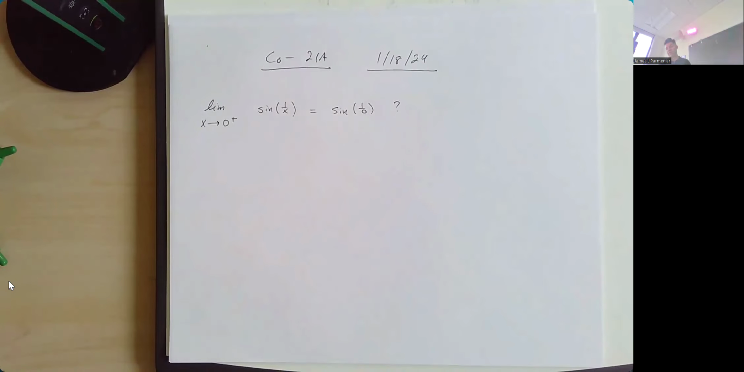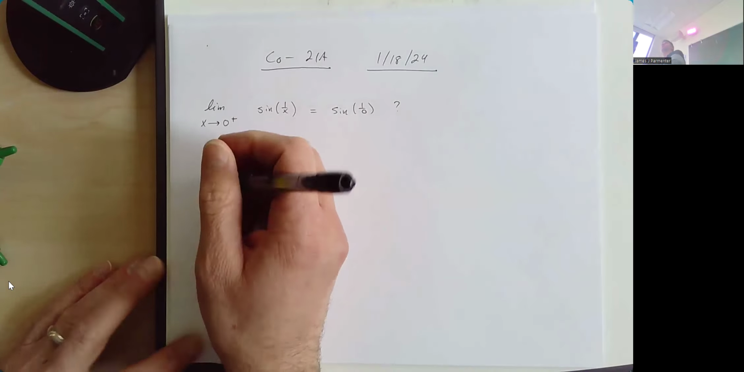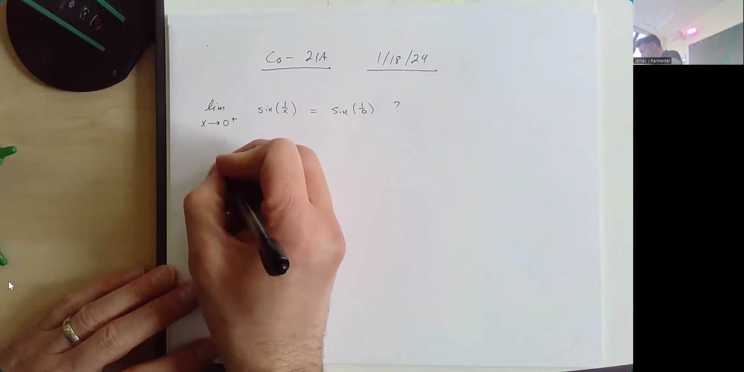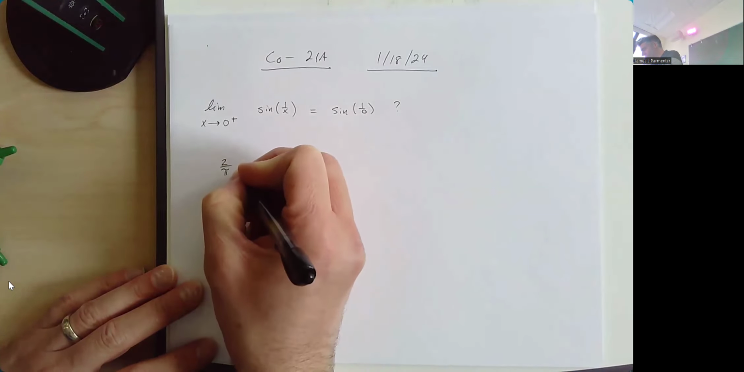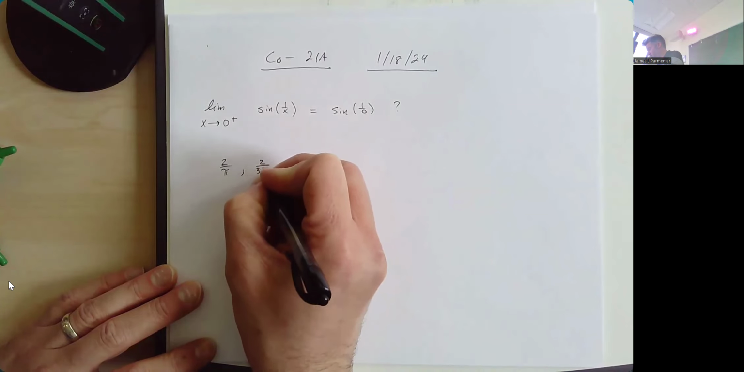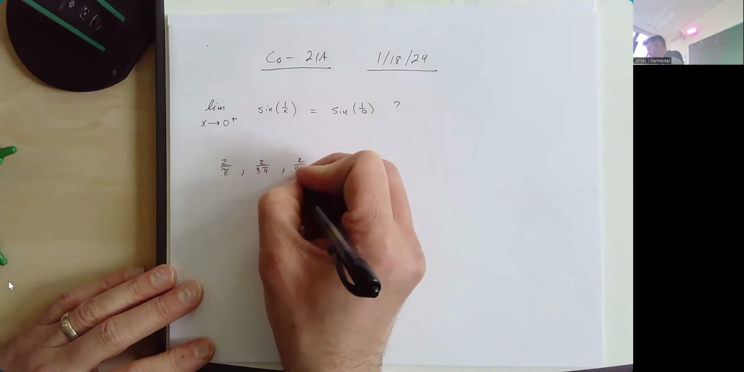What we can do is, there's actually a way of kind of seeing that this oscillates infinitely back and forth between -1 and 1 and 0. So I could pick values of x that are closer and closer to 0, like the following. Like 2 over pi and 2 over 3 pi and 2 over 5 pi.